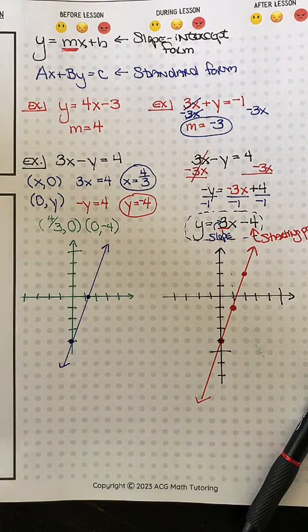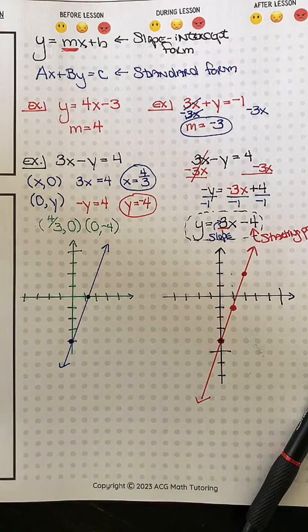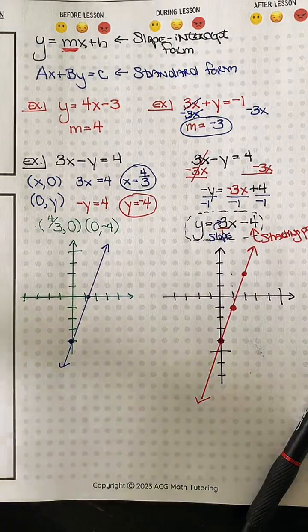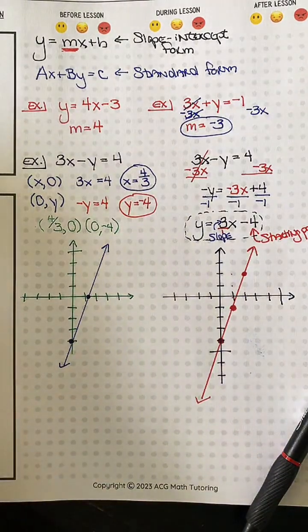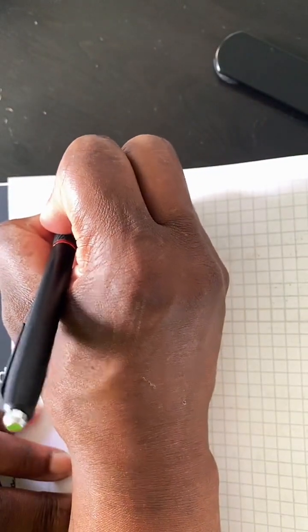All right, so what we will do, let's see if we can do one more, or actually a couple more, and then we're done. So now, what if they give you this?